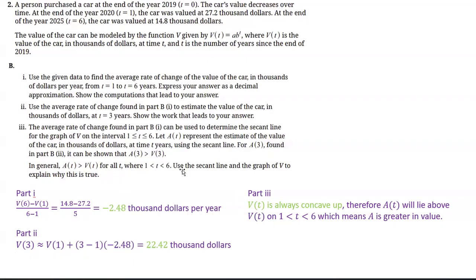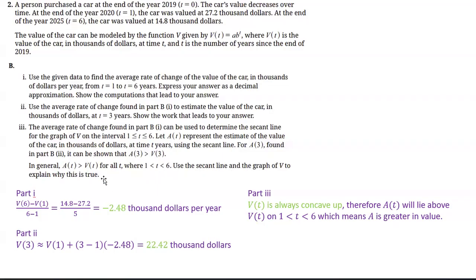Okay. Part 3, the average rate of change found in part B can be used to determine the secant line for the graph of V on interval t equals 1 to 6. Let A of t represent the estimate of the value of the car in thousands of dollars at time t years using the secant line. For A of 3 found in part B, it can be shown that A of 3 is greater than V of 3. In general, A of t is greater than V of t for t between 1 and 6, non-inclusive. Use the secant line in the graph of V to explain why this is true.